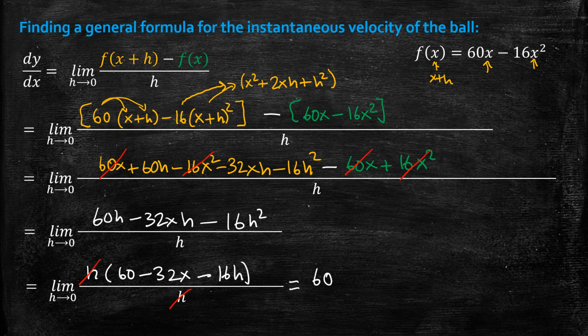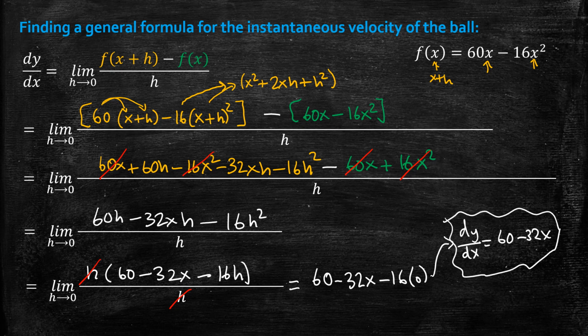So we get 60 minus 32x minus 16 times 0. And we have actually then derived that the instantaneous rate of change for the motion of this particular ball is 60 minus 32x.